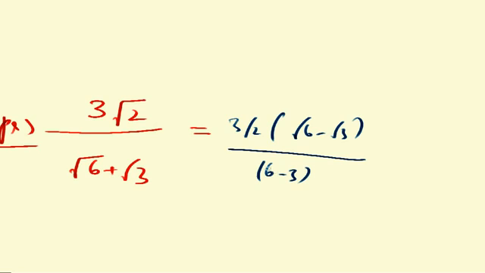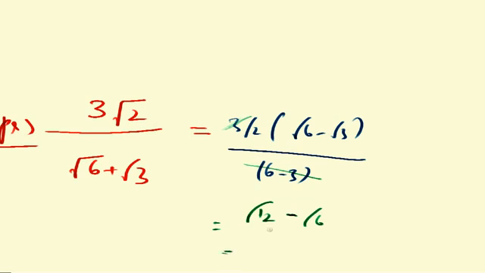So what is this 6 minus 3? 6 minus 3 is nothing but 3, and here there is already a 3. Cancel this 3 with the 3, so the problem will become root 2 into root 6, which is nothing but root 12. Root 2 into root 3 is nothing but root 6. Here there is a minus.